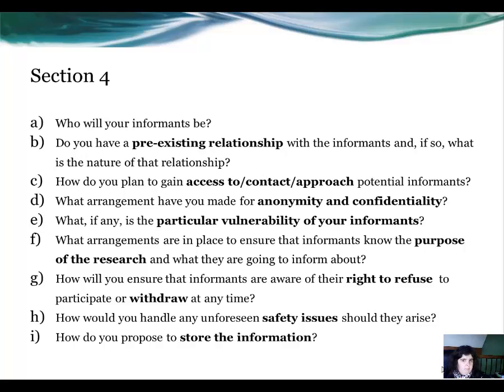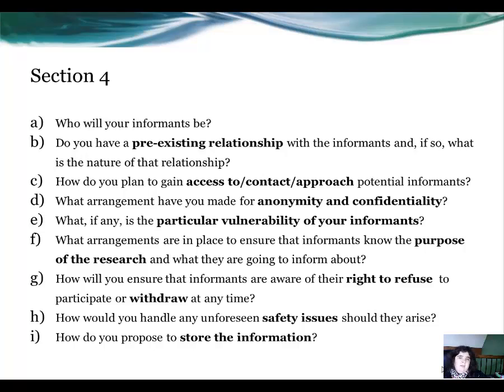Do you have a pre-existing relationship with the informants? Well, if you say no, state no pre-existing relationship exists with the informants. However, if a pre-existing relationship does exist, you need to actually explain what is the nature of that relationship. It could be that they have done business with the company that you're representing, or it could be that they were former classmates or students, etc. So please expand on that for the panel to understand about the relationship.